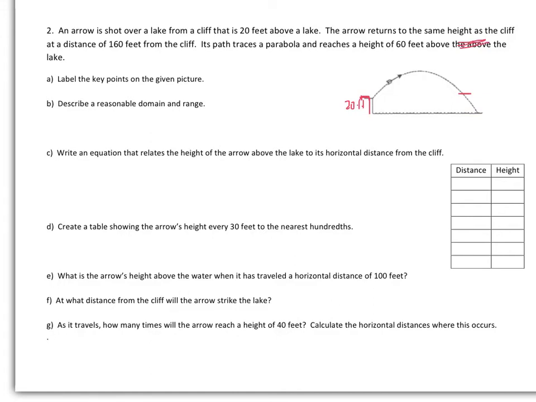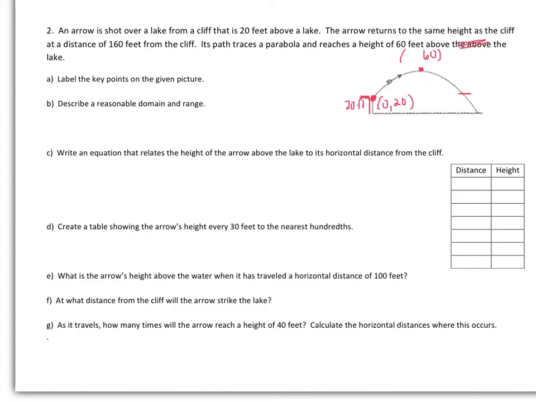Okay, so first what we need to do is we need to be able to label our picture. So what I'm going to do is I'm going to label the beginning point. Because it has a vertical distance of 20, we're going to say that that is 0, 20. Okay? And it said that the height, the max height, was 60 feet above the lake. So we know that the vertical distance of that vertex is going to be 60 feet.